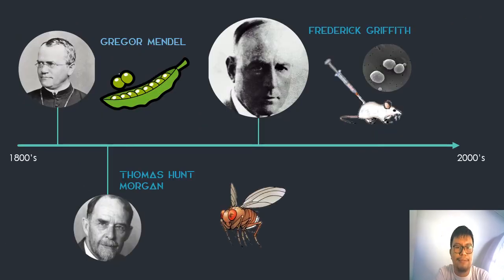Now, we have Frederick Griffith. After Thomas Morgan, we have Frederick Griffith. Frederick Griffith was a British bacteriologist whose focus was the epidemiology and pathology of bacterial pneumonia. In January 1928, he reported what is now known as Griffith's experiment, the first widely accepted demonstration of bacterial transformation, whereby a bacterium distinctly changes its form and function.